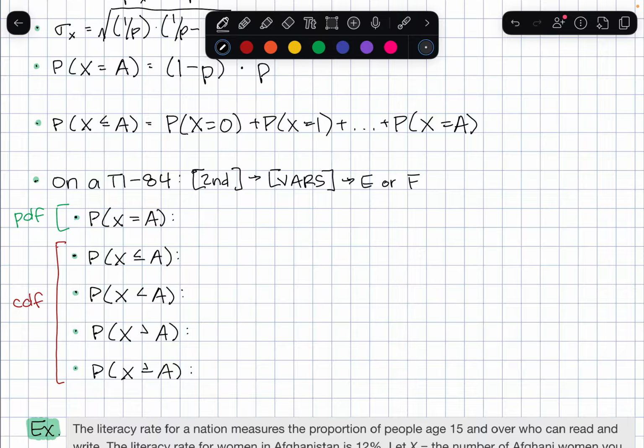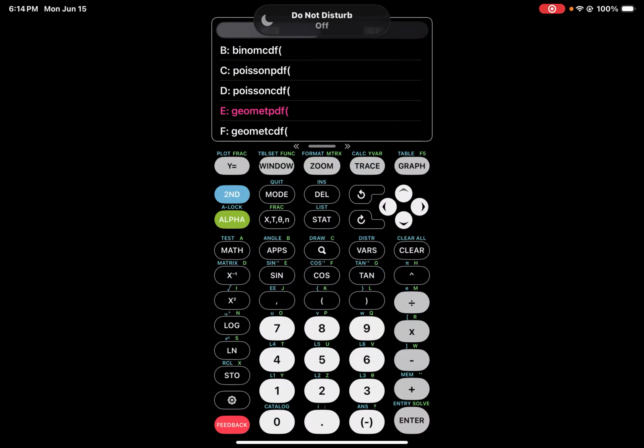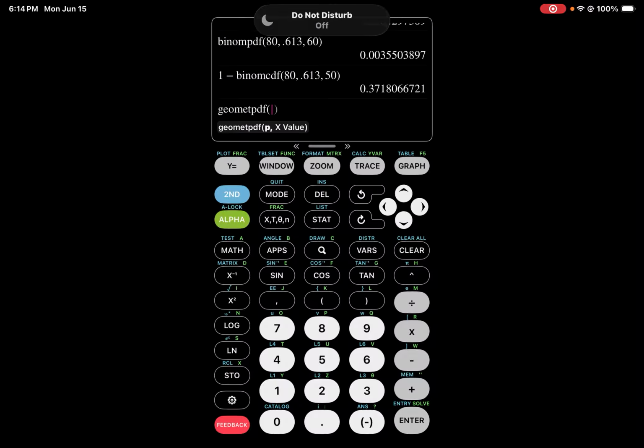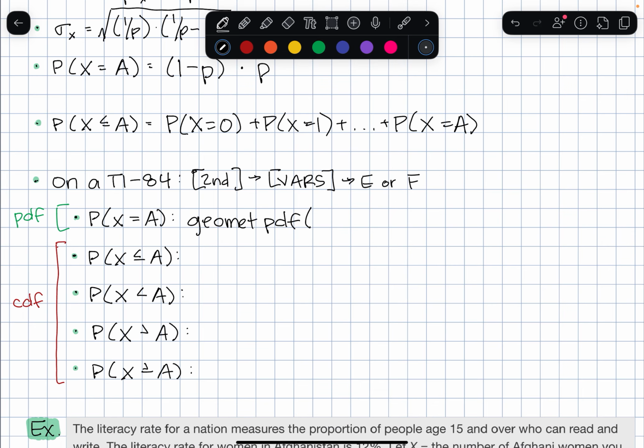So for x equals A, we want E, which is geometpdf. And we're going to go take a look at what geometpdf asks for. So if I go down to geometpdf, it asks for p and my x value. So p and A. CDF for less than or equal to is going to work the same way, except it's going to be geometcdf. So CDF, p and A.